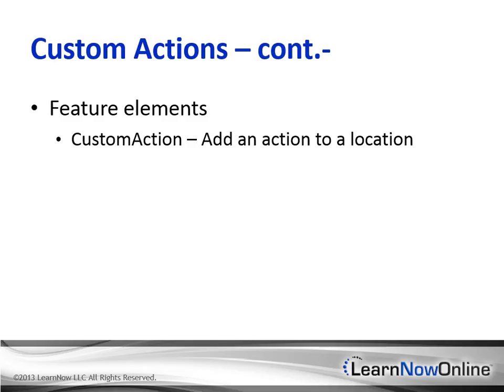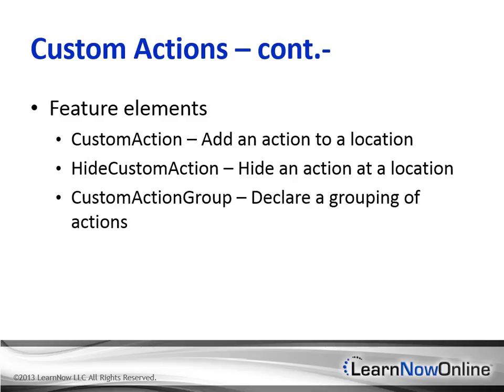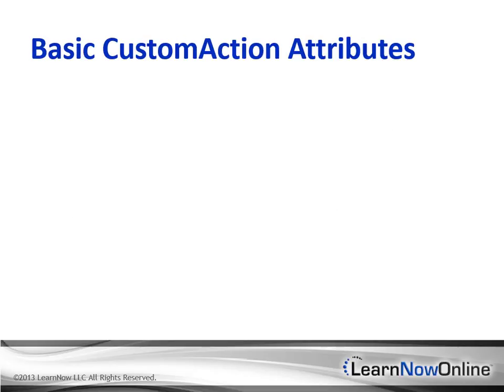We don't have to use a full-blown farm solution for that. And the feature elements are, like I was just saying, custom action, which will add an action to a location, and hide custom action, again, hiding an action at a location, like the example I just said, where publishing infrastructure will replace the top link bar link and the quick launch menu link with the single navigation settings link. And custom action group will allow you to declare a grouping of actions together, give those a title.